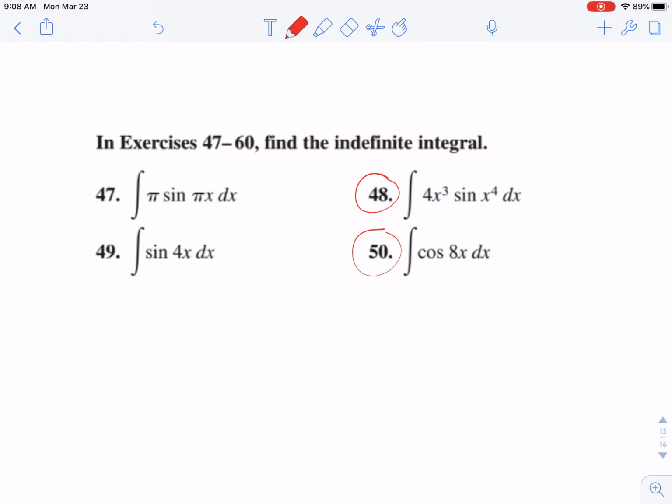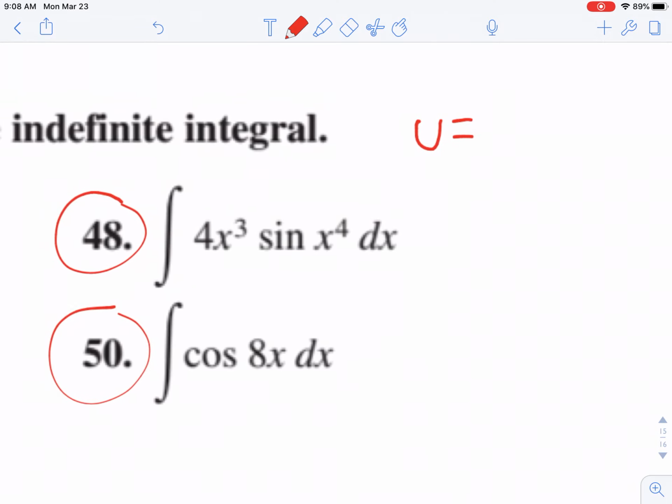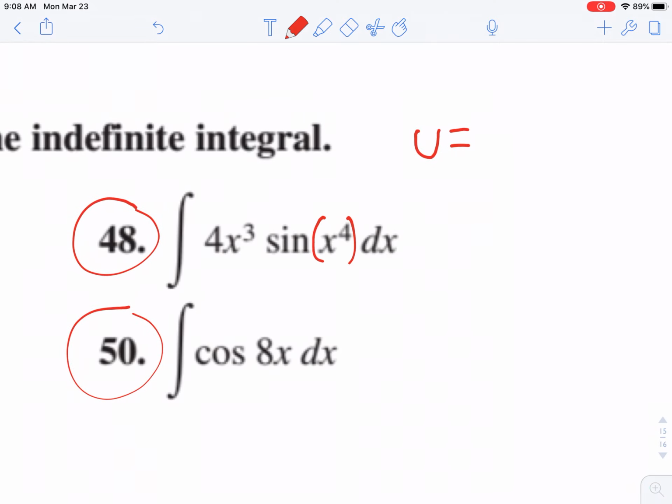So you need to figure out what you need to set u equal to. You always want to choose your u so that when you do its derivative, you get what else is left in the original integral expression. So here, we want our u to be x to the fourth, okay? Because when you do du, the derivative of u, the derivative of x to the fourth is 4x to the third dx. And that's precisely what else is left in the integral.